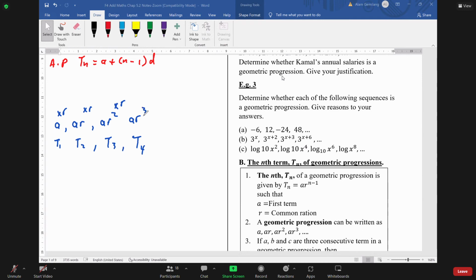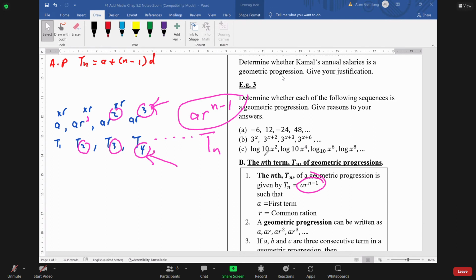So you look at the numbers here, the term 4, this is 3. Term 3, this is 2. Term 2, this is 1. So that means if I want to find Tn, it's AR power n minus 1. So this power is 1 less than the number of terms, right? So that means this is your formula, AR power of n minus 1, where A is the first term and R is the common ratio.